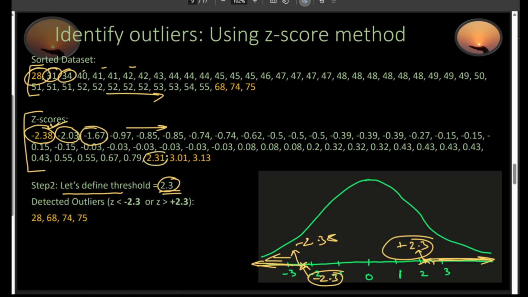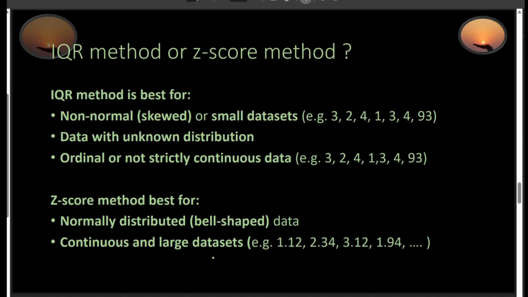Look at this one, 2.31, 3.01, 3.13. These ones fall in this side of your threshold. And because they fall on the other side of your threshold, they are your outliers. So 28, 28, 68, 74, 75. For this value, the corresponding value is right here, 28. And for these three values, the corresponding values are this right here. So my 28, 68, 74, 75, these are my outliers.